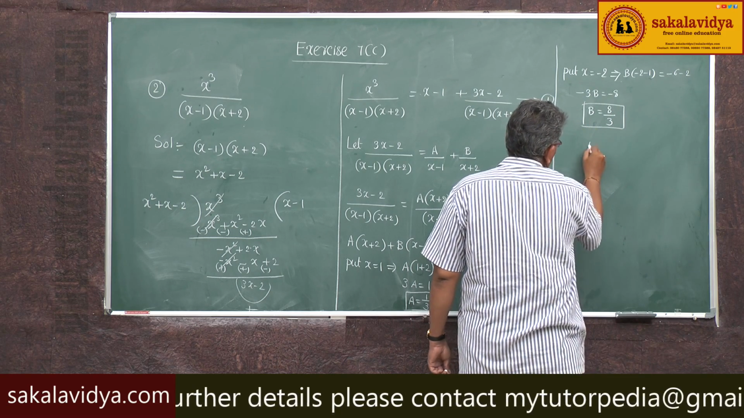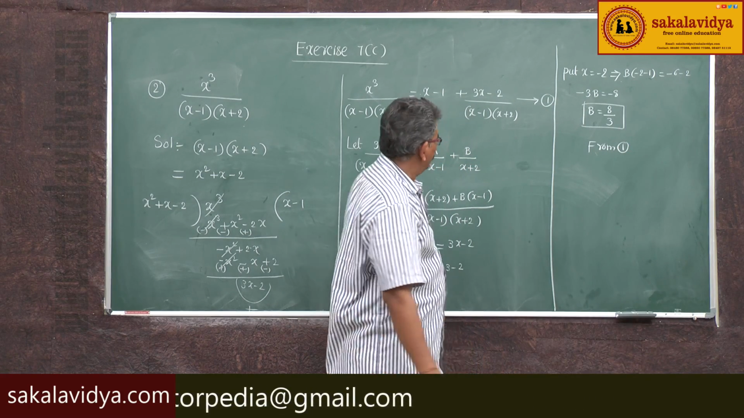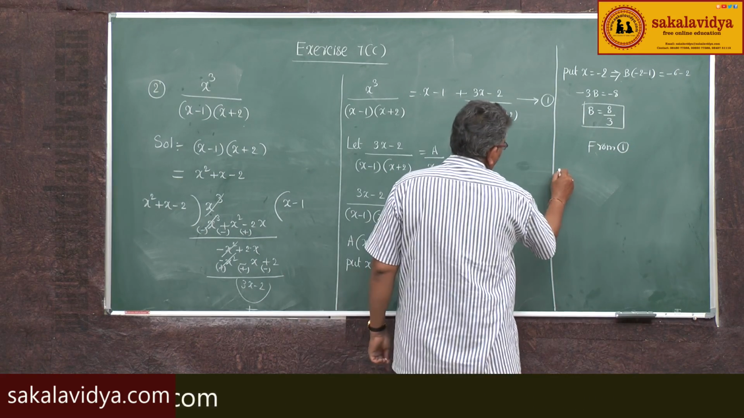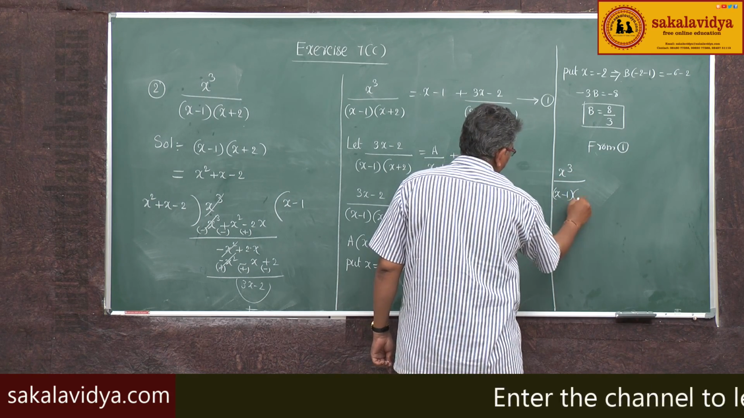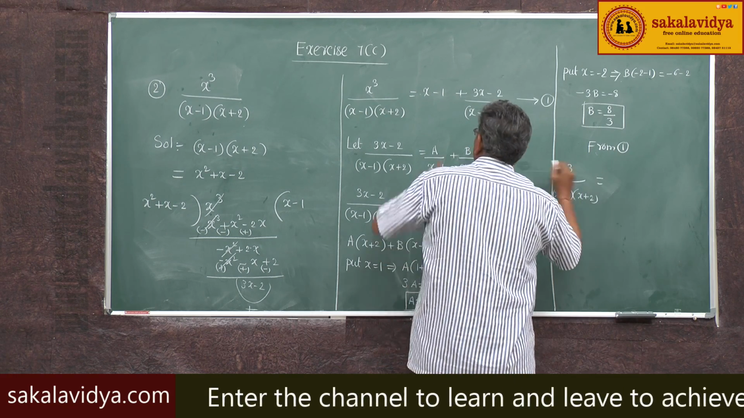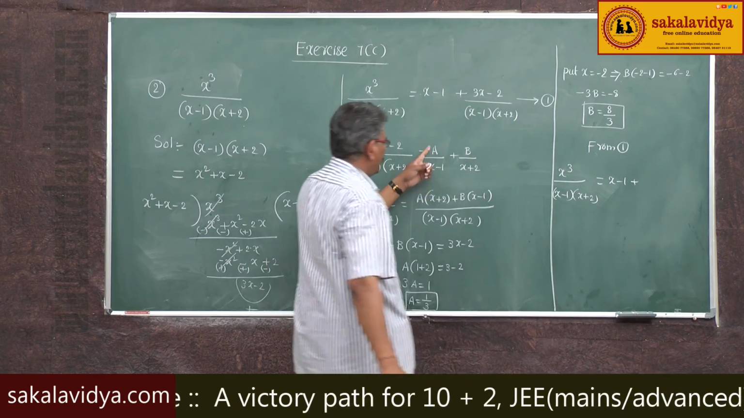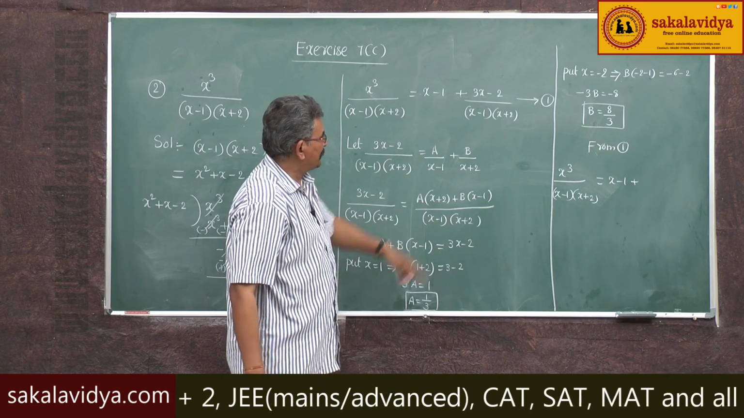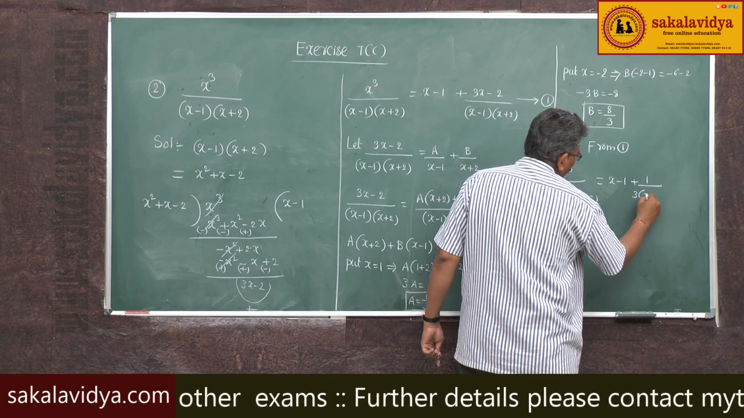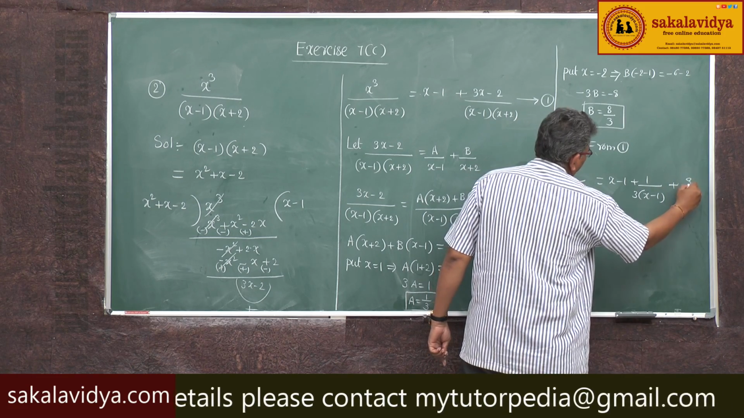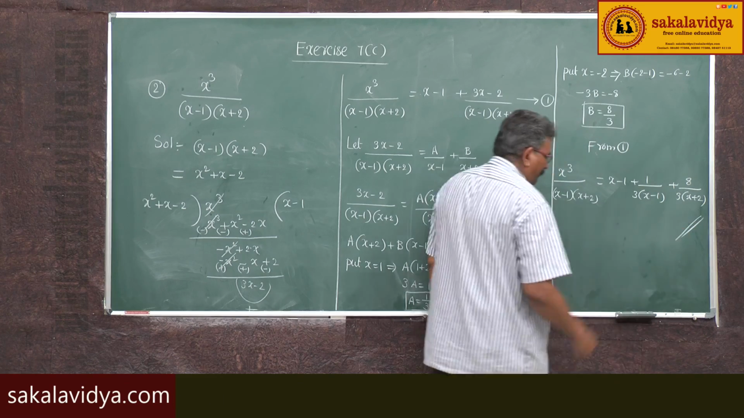So, now from equation 1, we will get the required partial fractions. From 1, here x cube by x minus 1 of x plus 2 equals x minus 1 plus partial fractions of this one, that is a by x minus 1 plus b by x plus 2. So, 1 by 3 of x minus 1 and plus 8 by 3 of x plus 2. Hence, these are the required partial fractions.